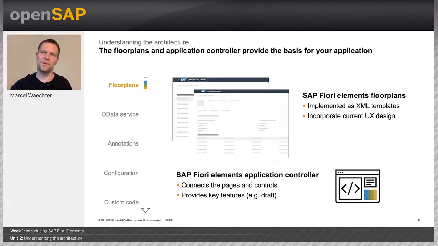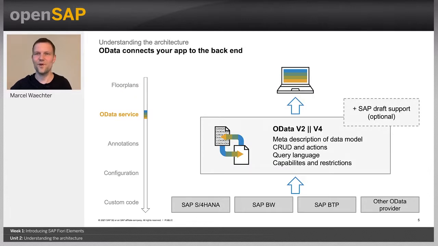Now have a look at the building blocks you need to provide. The first thing every SAP Fiori Elements app needs is an OData endpoint. So what is OData? OData is a protocol that sits on top of standard HTTP and defines how you exchange data with the backend. It contains a meta description of your data model. It describes your model in entities and properties and the relationship between them.